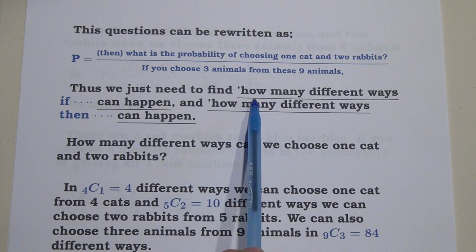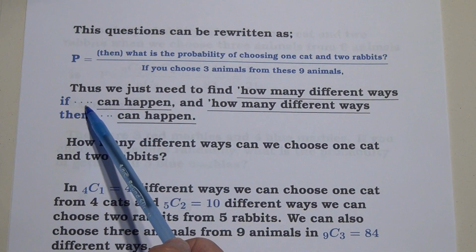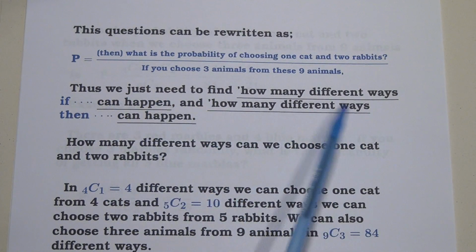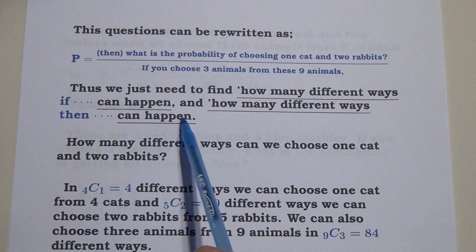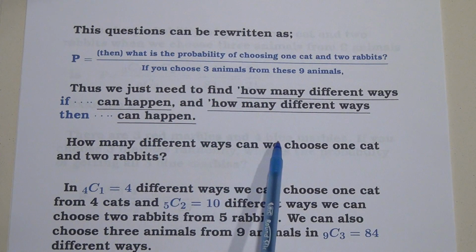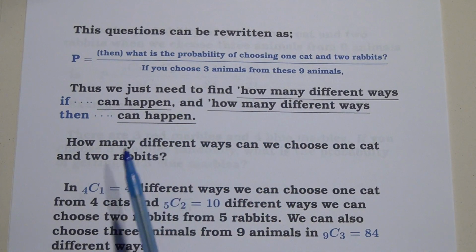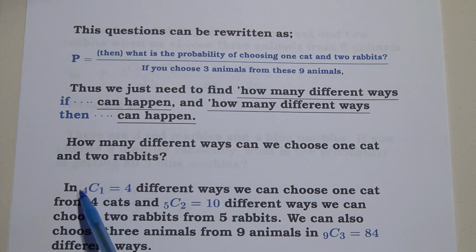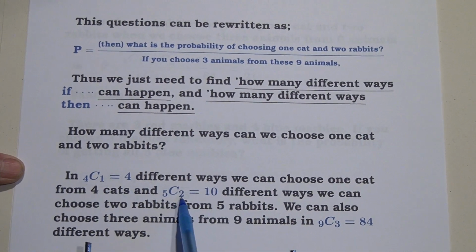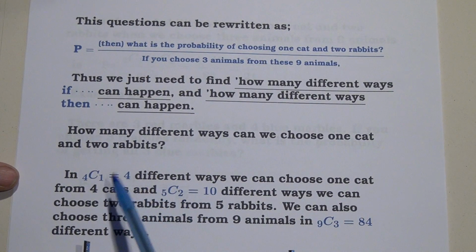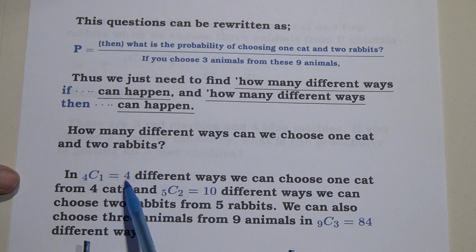Thus, we just need to find how many different ways the if statement can happen and how many different ways the then statement can happen. How many different ways can you choose 1 cat and 2 rabbits? 1 cat and 2 rabbits means from 4 cats we choose 1, and then from 5 rabbits we choose 2. Then calculation wise, 4C1 is a form.